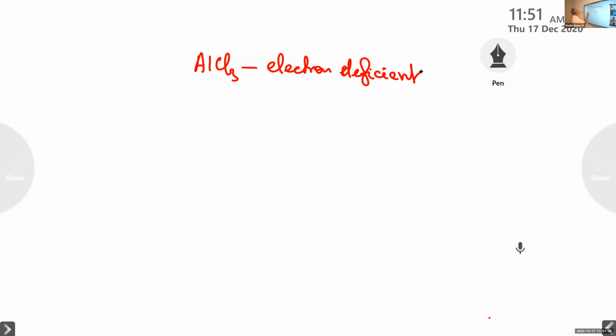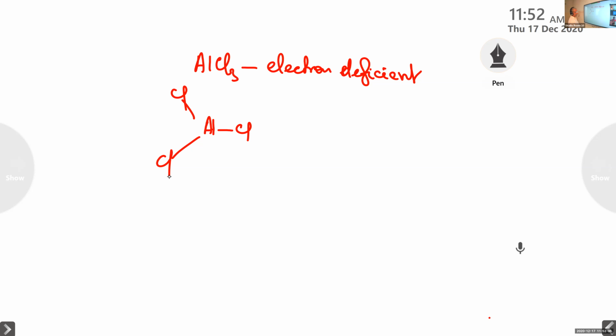You can see the structure: aluminum, chlorine, chlorine, chlorine, AlCl3. Aluminum has not completed its octet. There are only 3 covalent bonds around aluminum, so only 3 into 2, 6 electrons. It's not completed, it's an electron deficient octet, so it can accept a pair of electrons. So AlCl3 is a Lewis acid.